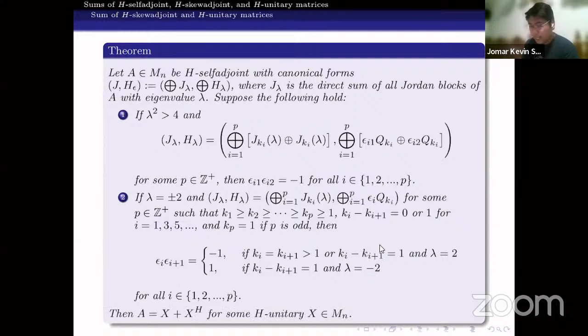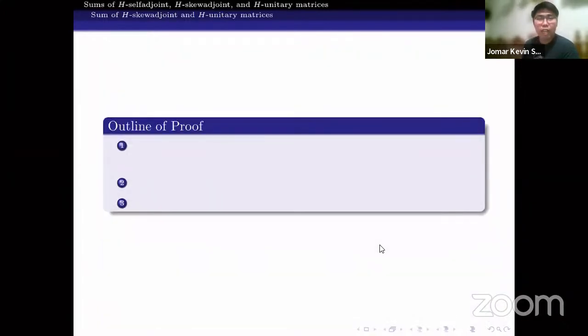Anong conclusion natin? Then A can be written as the sum X plus X to the H for some H unitary matrix X. So this is the outline of the proof.